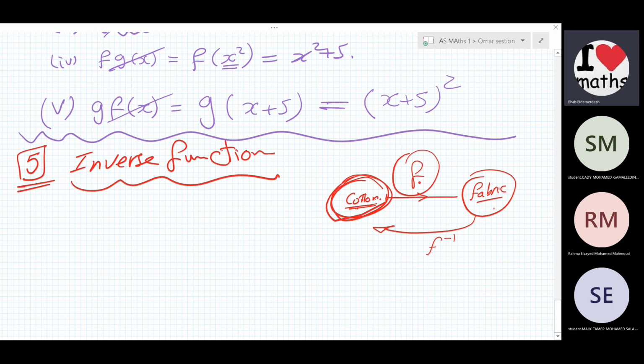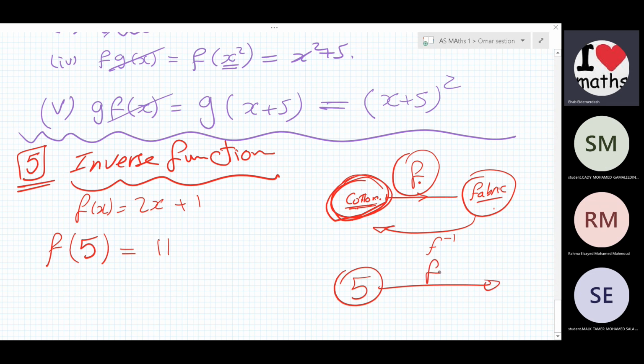If I said f of x is equal to x plus 1, the f of x is 2x plus 1. Okay? If I said f of 5, who can tell me what will be the image of f of 5? The result is 11. So I can say that the 5 goes through the function to become 11.